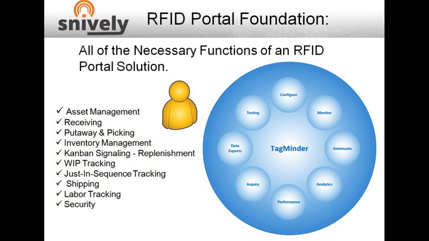TagMinder provides the foundation of any RFID portal implementation and is easily integrated into any backend system using the TagMinder transaction file. You can configure, test, monitor, attenuate your antennas, do performance testing and analytics with full data visibility through inquiries and data exports to Excel. TagMinder is intended to integrate with other systems with custom integration services or with our guidance.